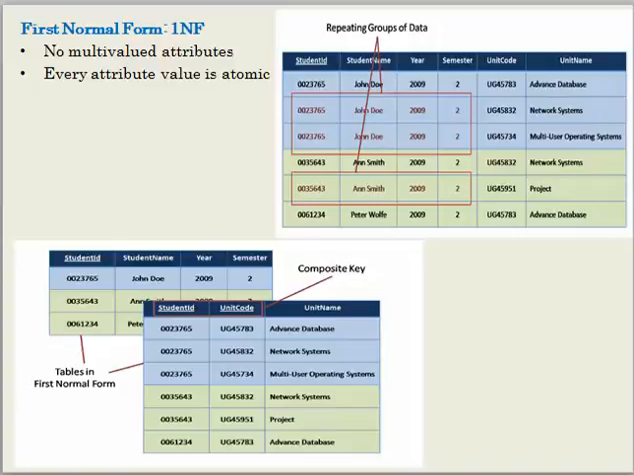So from our example, we would have one table with the student information and another with the unit information, with the two relations linked by a domain common to both, in this case, the student ID.